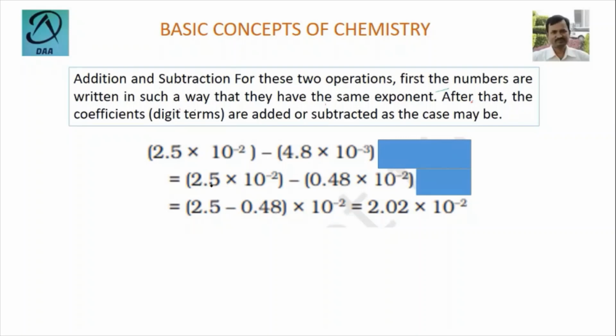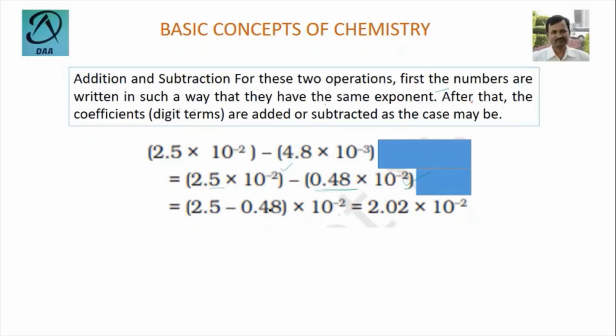In the first case, it is as it is, 2.5 multiplied by 10 to the power minus 2. But in the second case, you have to take the decimal point to the left to get 10 to the power minus 3 plus 1. That means it will become 10 to the minus 2, and the decimal point comes to the left, so 0.48. Now you can see these two exponent values are the same. So you can take it common, and then subtract the first value.